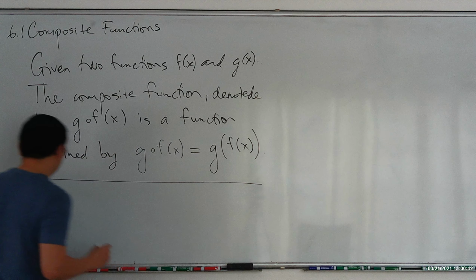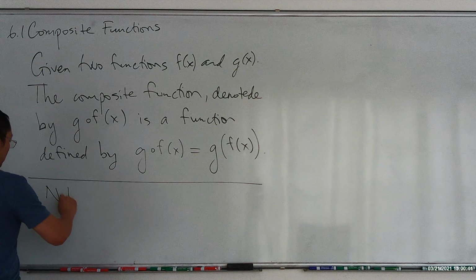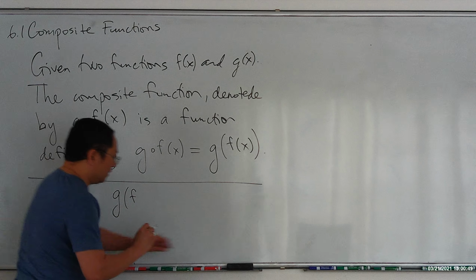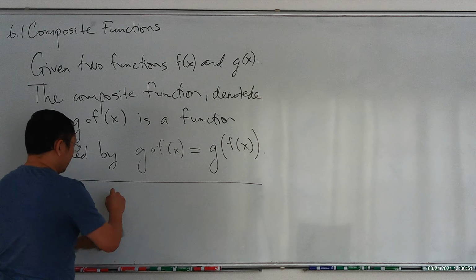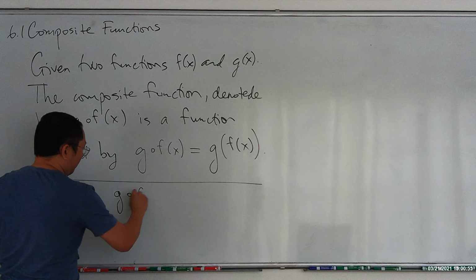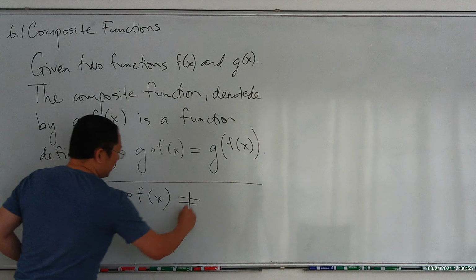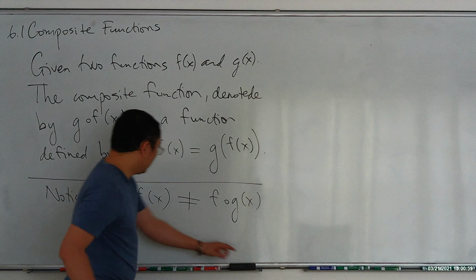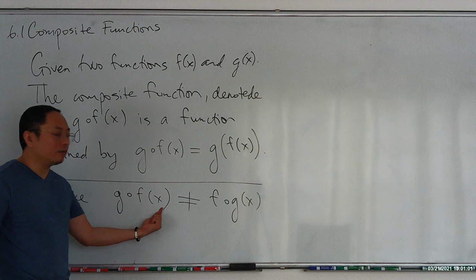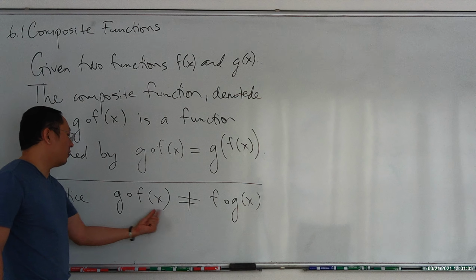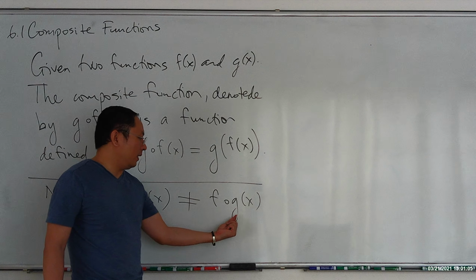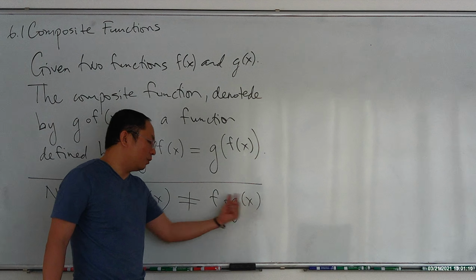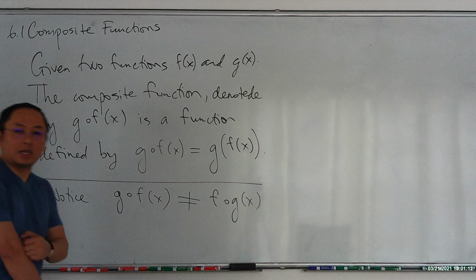So notice that g of f of x is not the same as f of g of x. You know what this means? X input, first you plug into f. Whatever you have, you plug into g. In here, what does it mean? X input, first you plug into g. Whatever you have for output of g, you plug into f. And usually those are not the same. Okay?